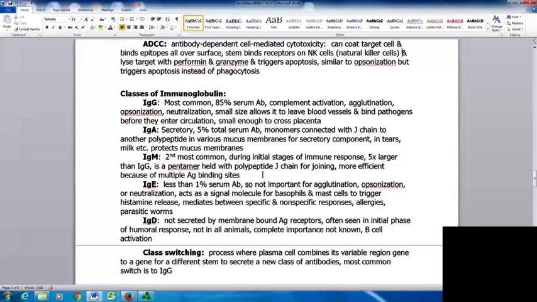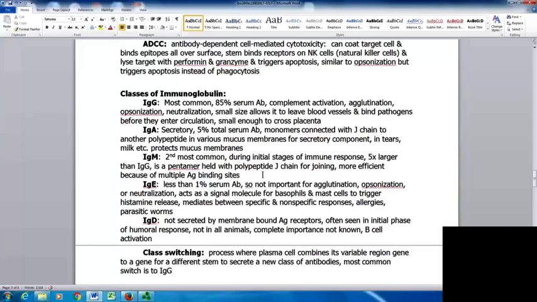IgM is the second most common. This is found during the initial stages of the immune response. It's 5 times larger than IgG because it's a pentamer that's held together with polypeptide J chains for joining. This makes it more efficient because of having multiple antigen binding sites.